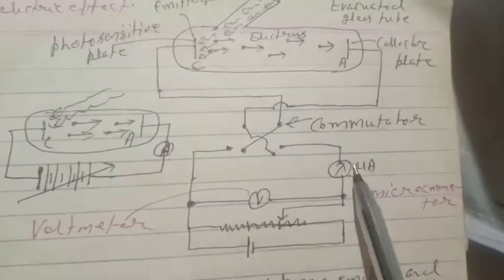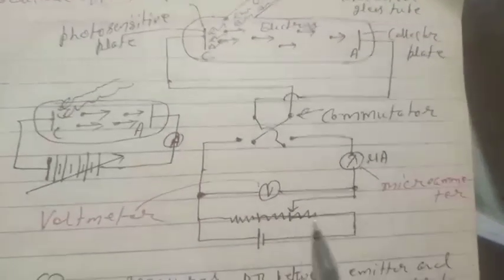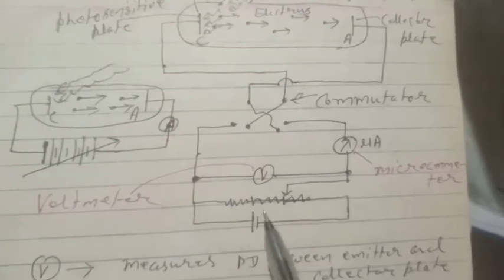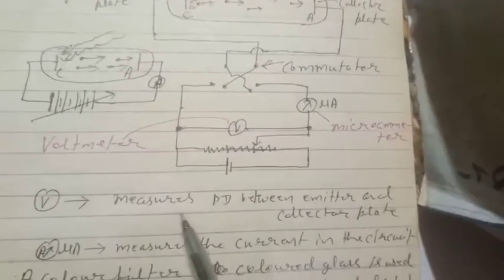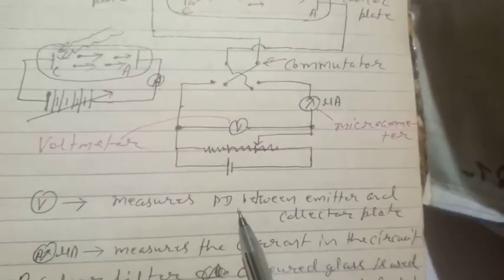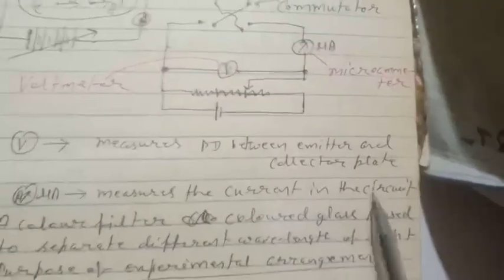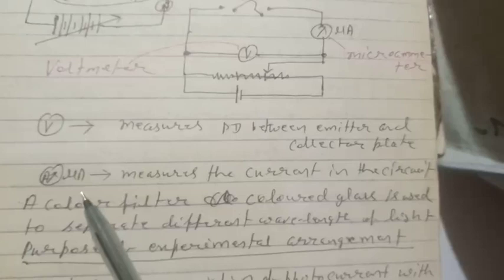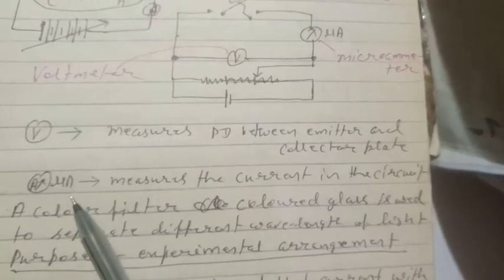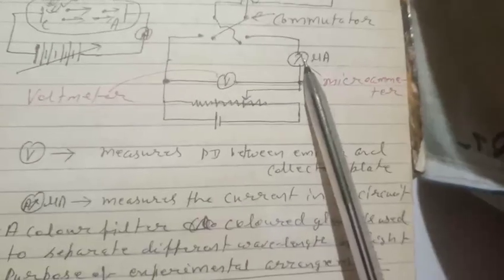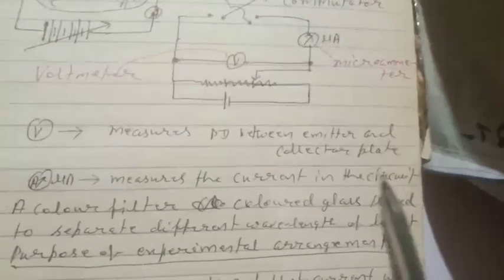And this is a micrometer. This is a voltmeter. This is variable, to vary the potential difference. The voltmeter measures the potential difference between the emitter and collector plate. This is the microammeter, which measures the current in the circuit.